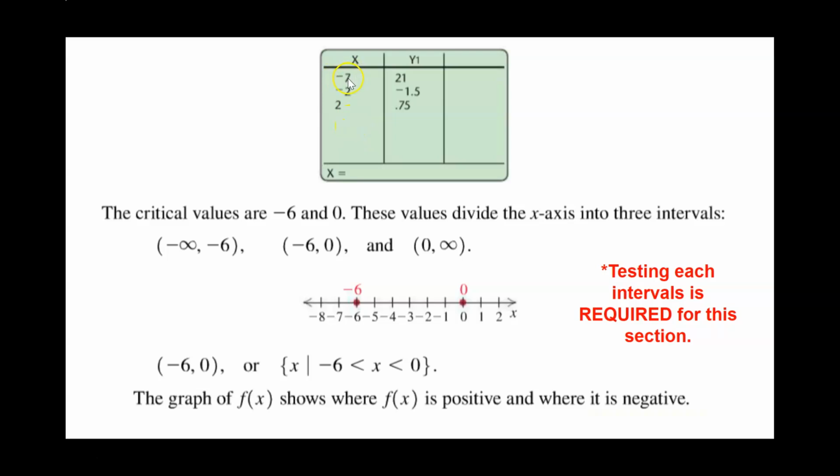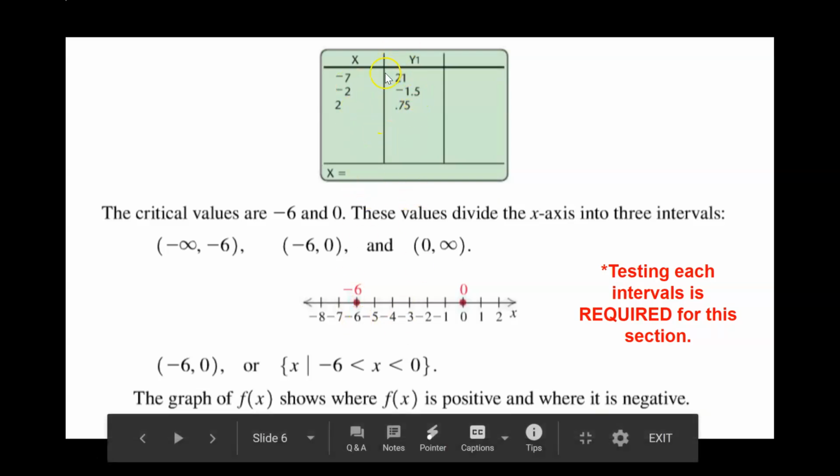Now again, you don't have to choose negative 7. You could have chosen negative 8, negative 10. It does not matter, so long as it's in between these two intervals. Here you could have chosen 1. You could have chosen negative 5. So long as it's in between these two intervals, it doesn't matter what numbers you choose for the problem. Then we have our calculator to help us figure out if it's going to be positive or negative. In this case here, we needed a negative answer.